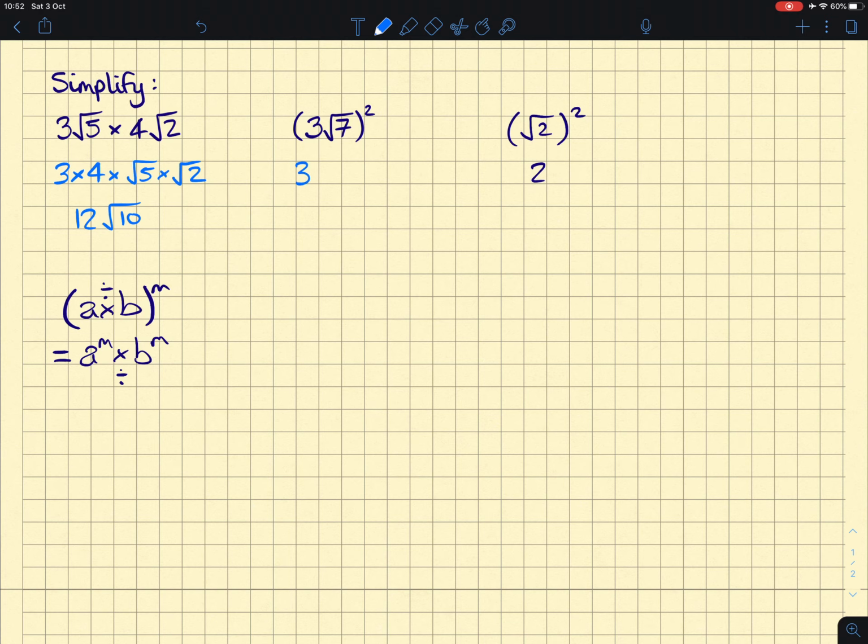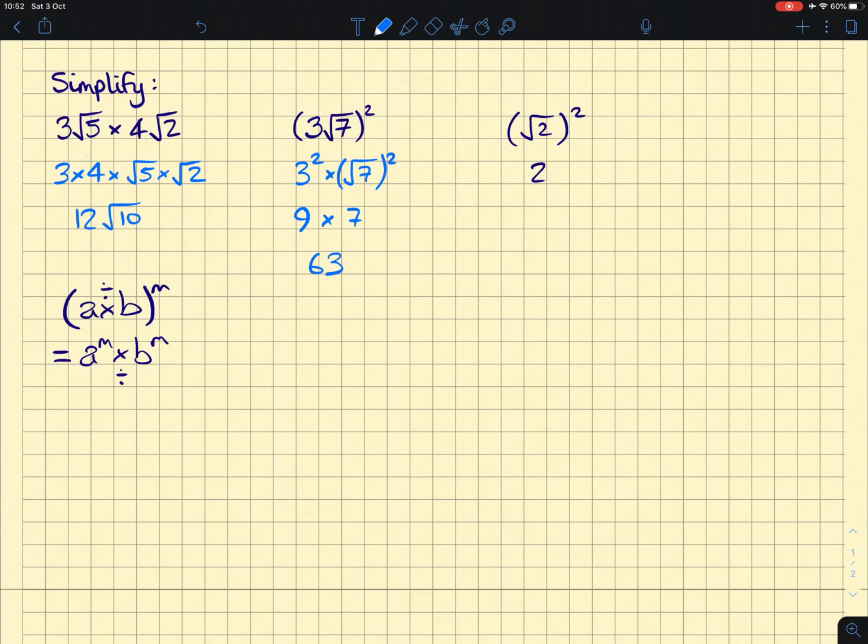So when you have this situation here, 3 root 7 all squared, then we're going to take it as 3 squared times root 7 squared, which I can write as this, or I could write it as squared inside. It's entirely up to yourself. The 3 squared gives us 9, and then the root 7 all squared is going to give us 7, and then what you're left with will be 63.